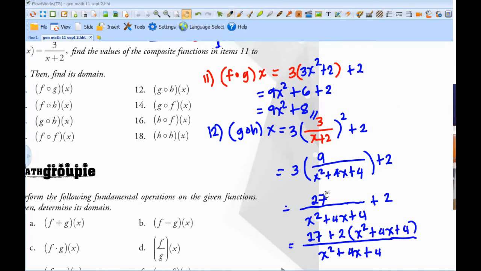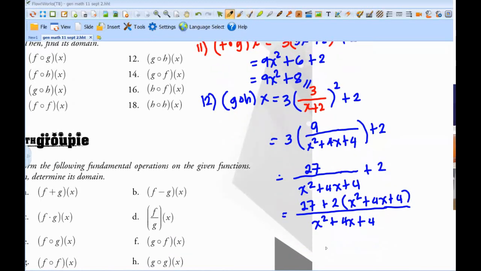It will become equal to 2x squared plus 8x plus 8, and then plus 27. So we will add the 27, so it will become 35 over x squared plus 4x plus 4. So that's the final answer.